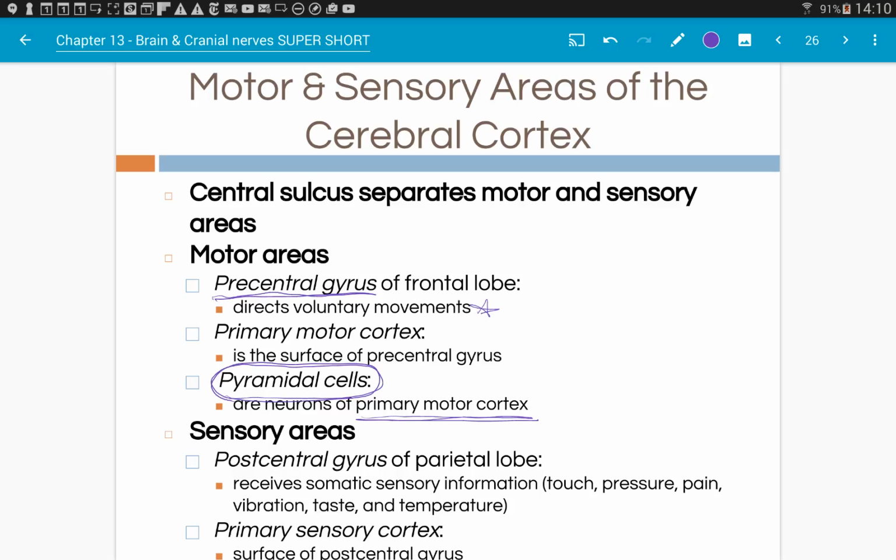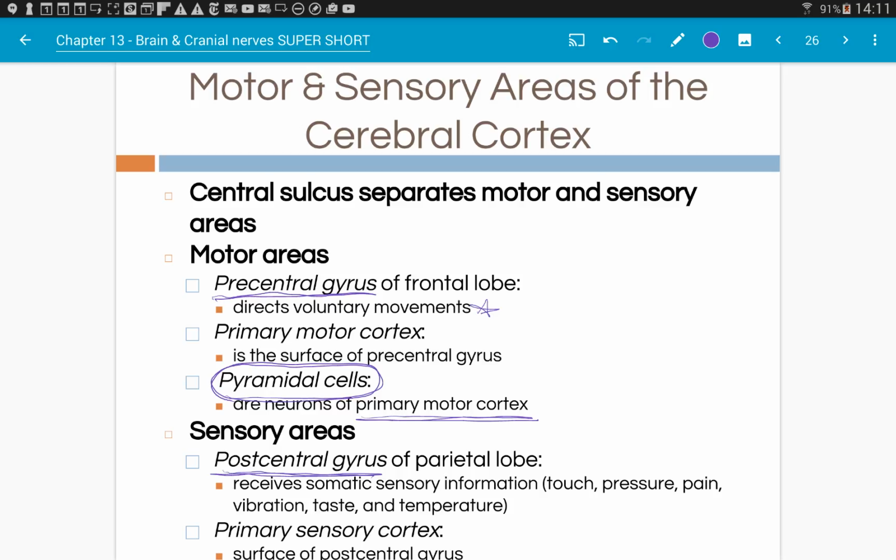Moving to sensory areas, so that would be our post-central gyrus. This is the very first gyrus, or little hill, of the parietal lobe, right behind the precentral gyrus. So this is our primary sensory cortex, where information is brought in and then it is interpreted.